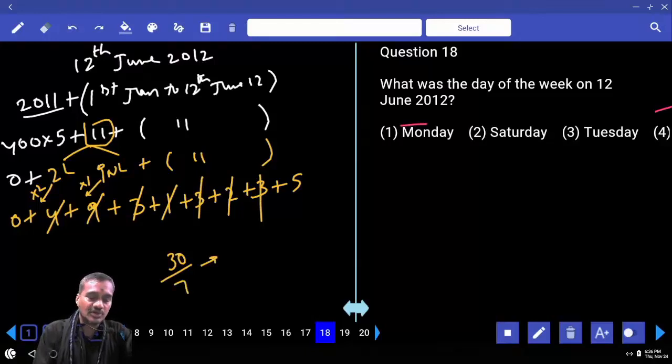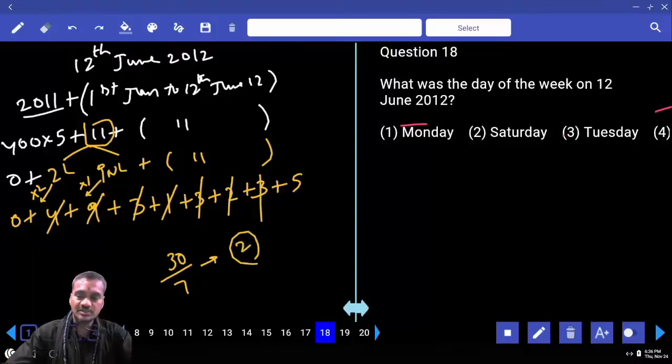What remains? 2 odd days. Finally, if you are getting 1 odd day, it is Monday. 2 odd days, Tuesday. And so, what is your answer? Choice 3, question number 18. And 12th June 2012 is on Tuesday.